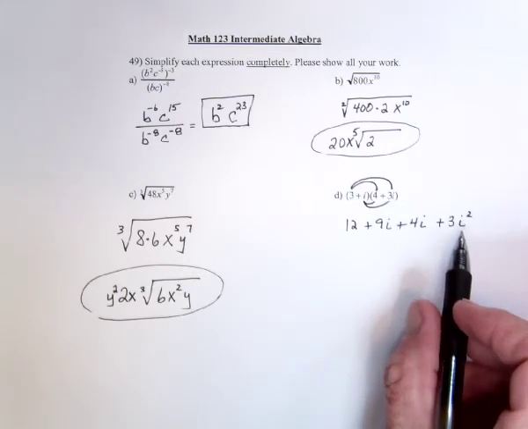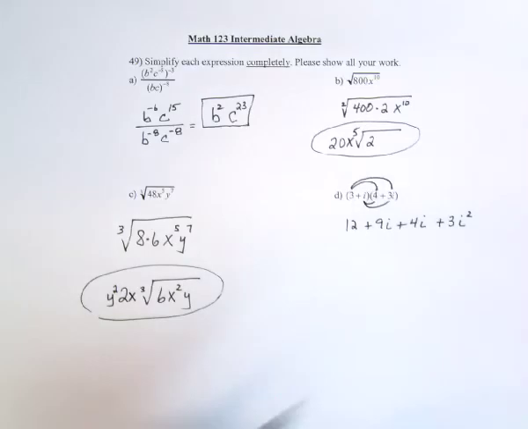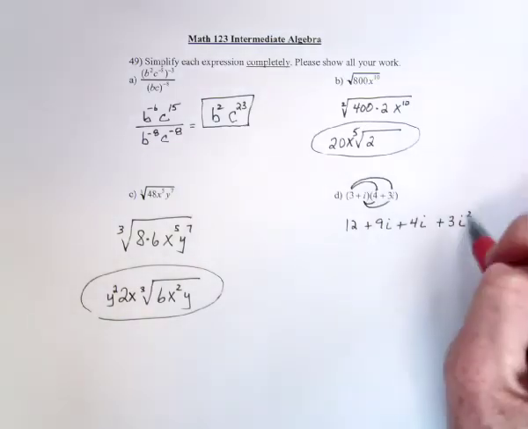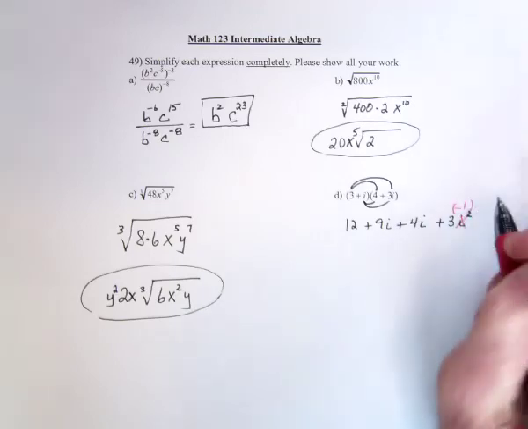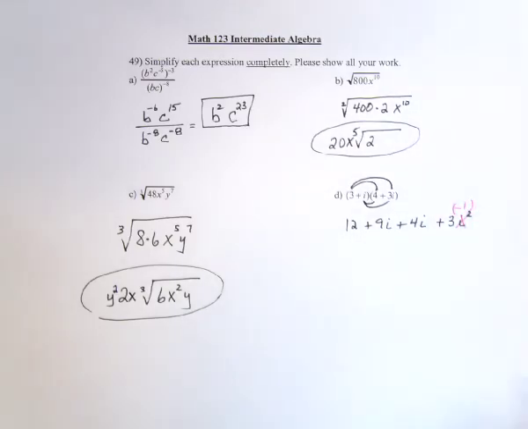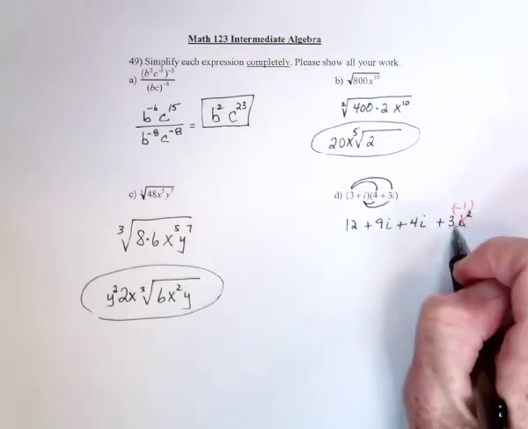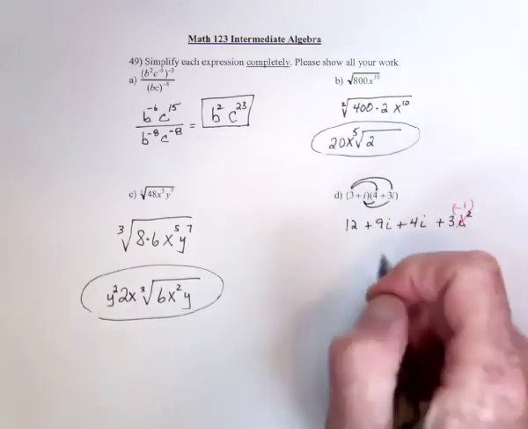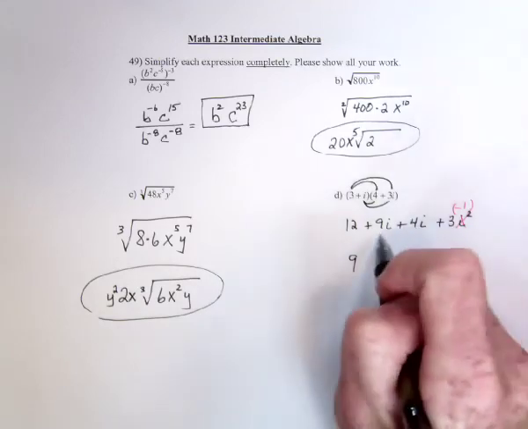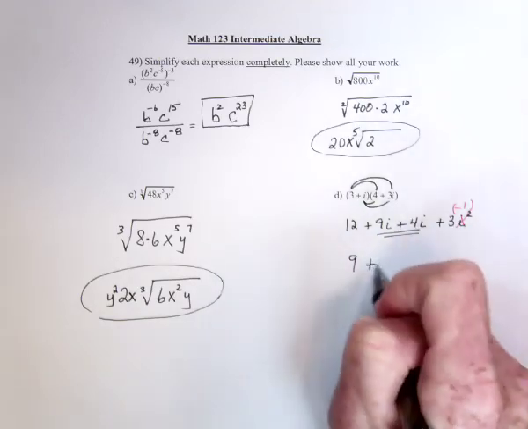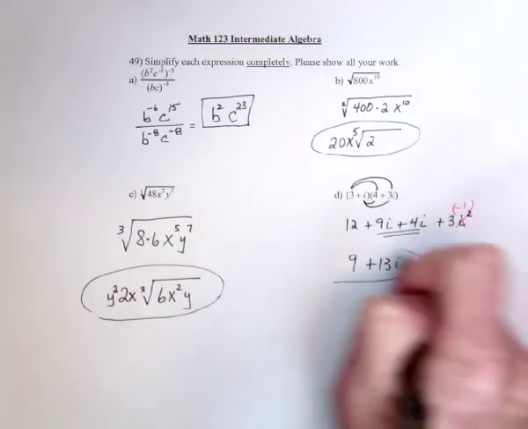So that means that this is actually the number -1. So the 3 is actually multiplied with -1. That means it's subtract 3. So 12 subtract 3 is 9. And then combine these two, the i terms. So plus 13i, and then it's done.